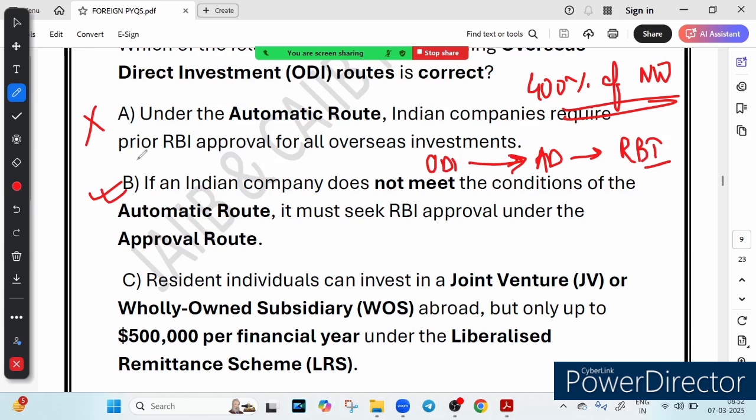Option C claims that a resident individual can invest up to $5 lakh per financial year under LRS. This is completely incorrect, because the maximum limit is $2,50,000 under LRS. That's it, per financial year.